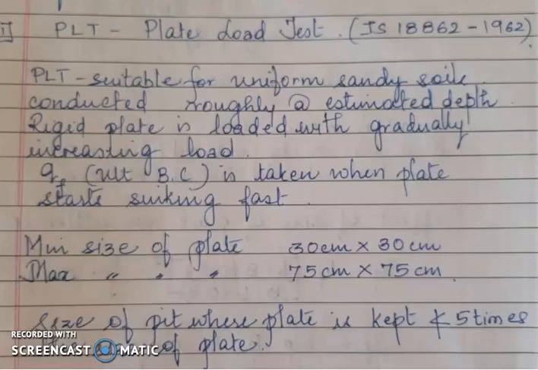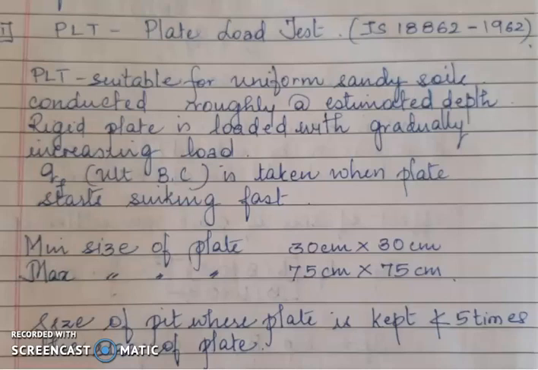Now the ultimate load, Qf, is taken when the settlements are very fast. Initially the settlements will be very slow. At one point the rate of settlement will increase very rapidly. That point you note down as the ultimate load. The minimum size permissible for a plate load test is 30 centimeter by 30 centimeter, and the maximum size is 75 by 75 centimeter.